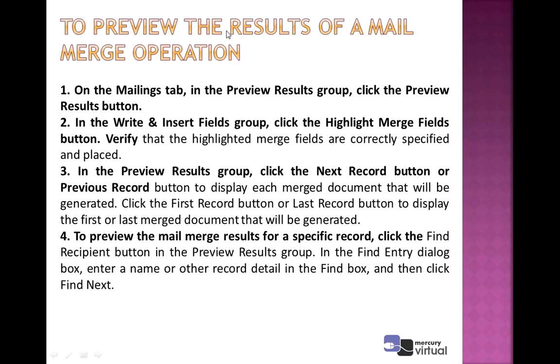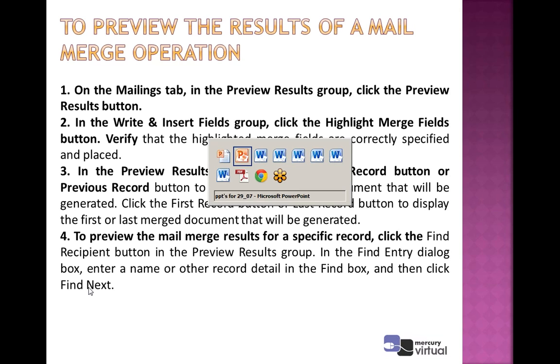Now, how to preview the results of a mail merge operation? These are the steps available. On the mailings tab in the preview results group, click the preview results button. Means go to the mailings tab, click on the preview results group and then click on the preview results button. In the write and insert fields group, click the highlight merge fields button. Verify that the highlighted merge fields are correctly specified and placed. Means you can check the operations of the mail merge operation that you are using.